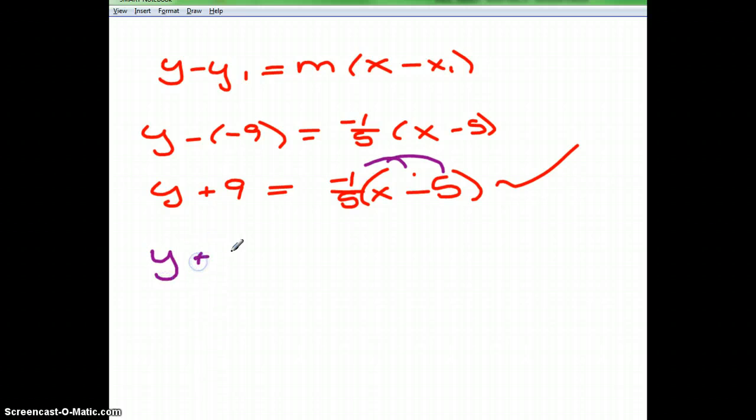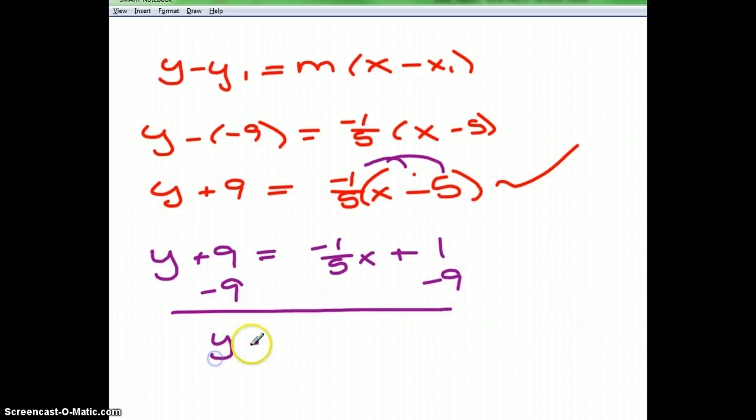Okay, so I've got y plus 9 equals -1/5 times x is -1/5 x. The two negatives, when I multiply this together, are going to make a positive, and 5 goes into 5 once, so that'll be a 1. Right, 1 times 1 will be 1. Or think about it as 5 times 1 is 5, divided by 5 is 1. Subtract the 9 from both sides. Y equals -1/5 x minus 8. So that would be the correct answer on this one.